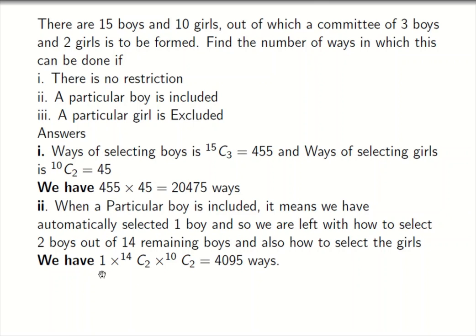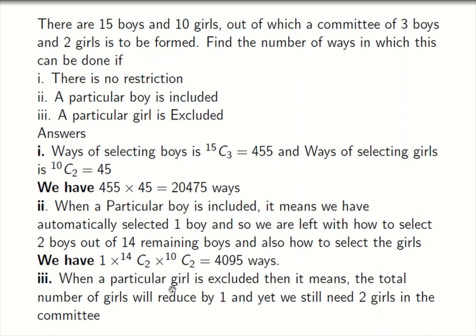That is the number of ways of selecting 1 of the boys, 1. The number of ways of selecting 2 boys out of 14 boys is what? 14 combination 2. Number of ways of selecting 2 girls out of 10 girls is 10 combination 2, and this will give me what? This is really, really interesting, right? So you think about the question, bring it to your own understanding, then you solve it.